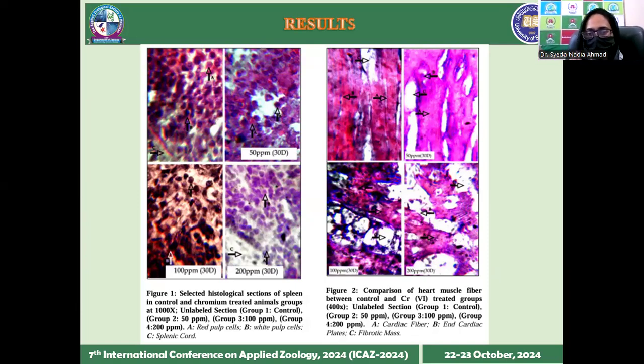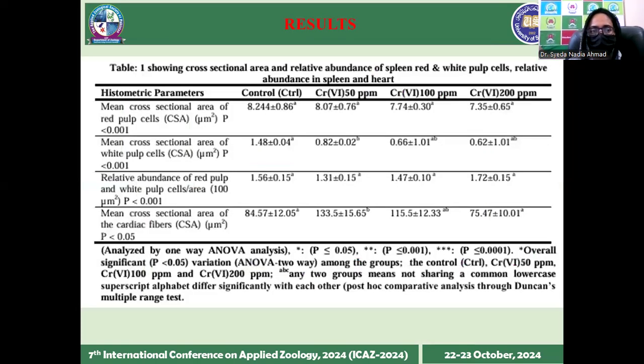While in the second section, here you can see the fibers of heart in control, and then in 50 ppm, 100 ppm, and 200 ppm. Here, cardiac fibers were too much thickened and damaged, and plates were severely damaged, and a fibrotic mass was created in the 200 ppm and 100 ppm groups as compared to control.